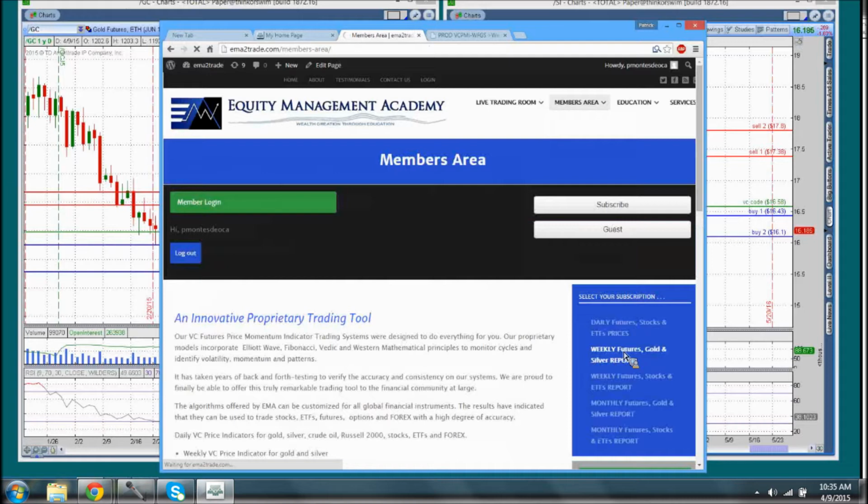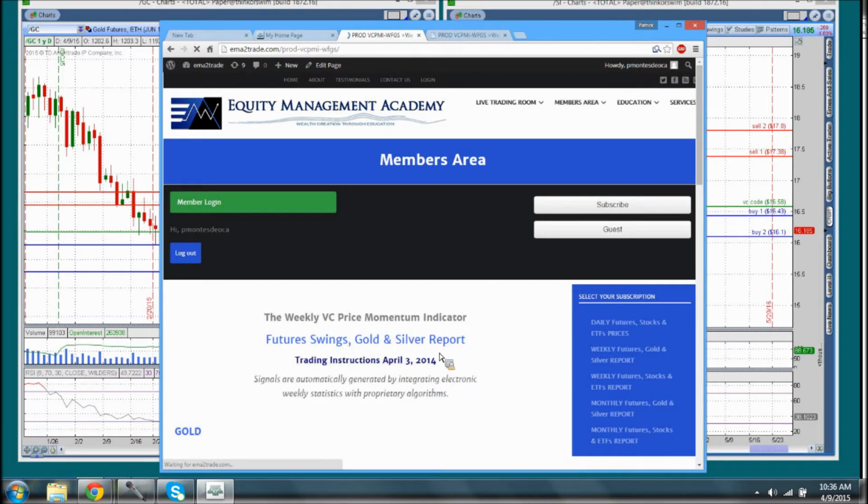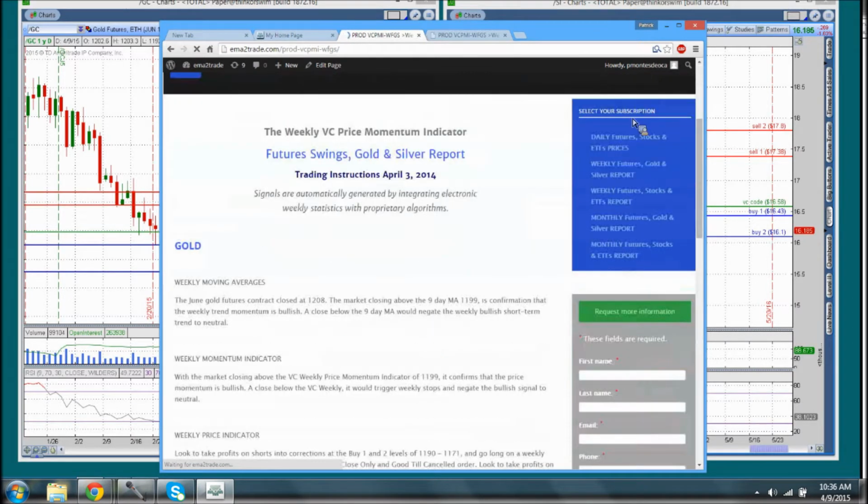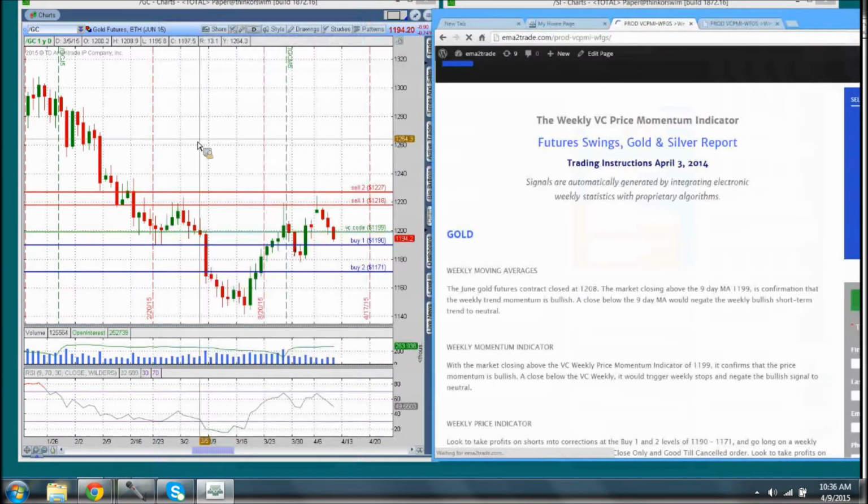What I'm going to do is take a look at what the algorithms were indicating for this week and analyze what has transpired so that we can see where we are. If you take a look at the chart on the left here, this is the June futures contract in gold that we're following.